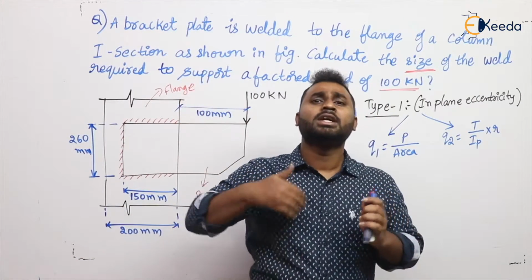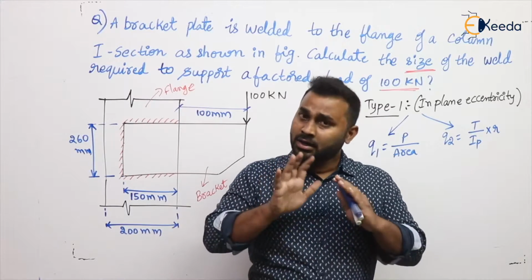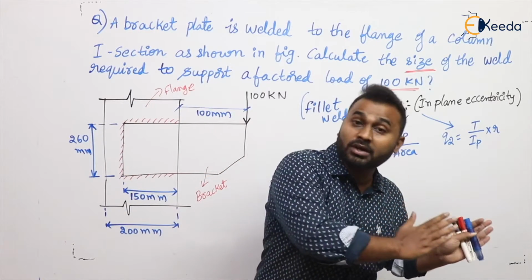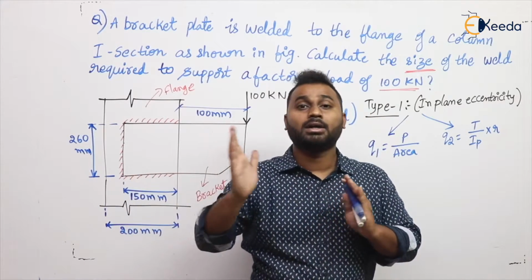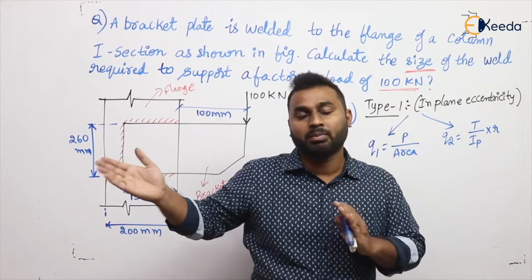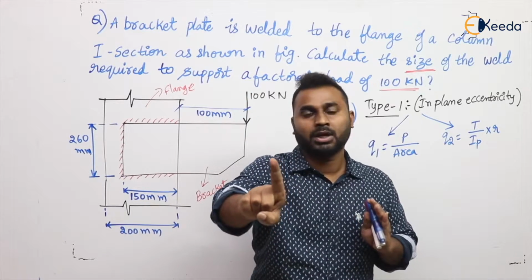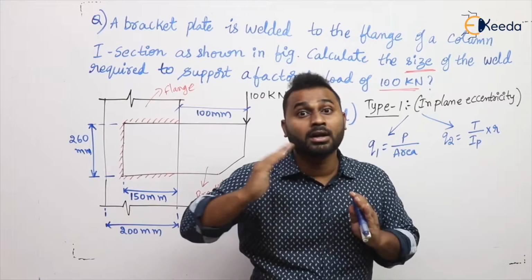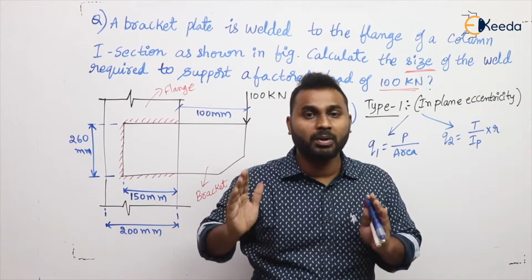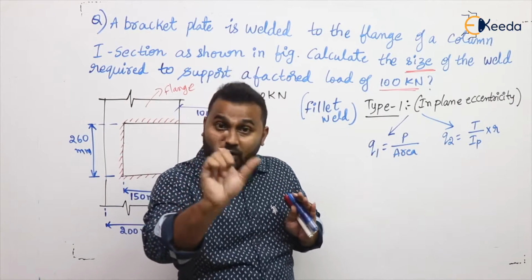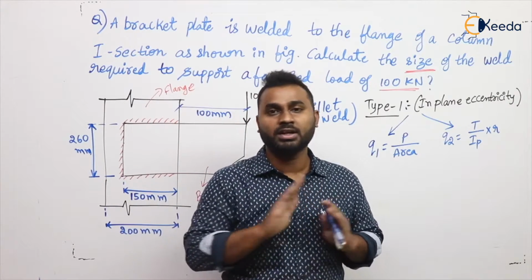Why? Because it is very easy to make and less in cost. It is very easy to make both at the field or site and in the workshop. But butt weld can be done only in the workshop. Making a butt weld in the field is not at all possible. Okay, butt weld can be made only in the workshop. In the field it is not possible.